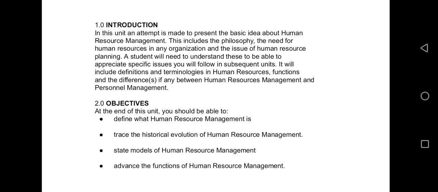2.0, Objective. At the end of this unit, you should be able to: 1. Define what human resource management is. 2. Trace historical evolution of human resource management. 3. State models of human resource management. 4. Advance the functions of human resource management.